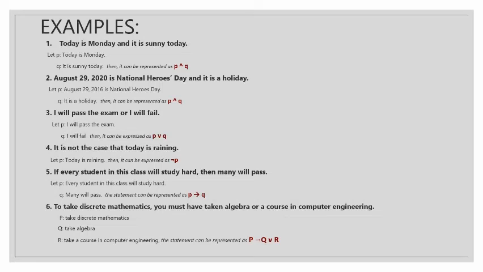Fifth example, if every student in this class will study hard, then many will pass. Let P stand for every student in this class will study hard. Let Q stand for many will pass. The statement can be represented by if P, then Q. And for the last example, to take discrete mathematics, you must have taken algebra or a course in computer engineering. Let P stand for takes discrete mathematics. Let Q take algebra. Let R take a course in computer engineering. The statement can be represented as if P, then Q or R.